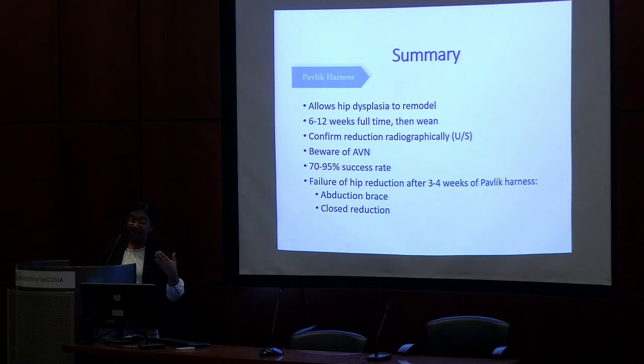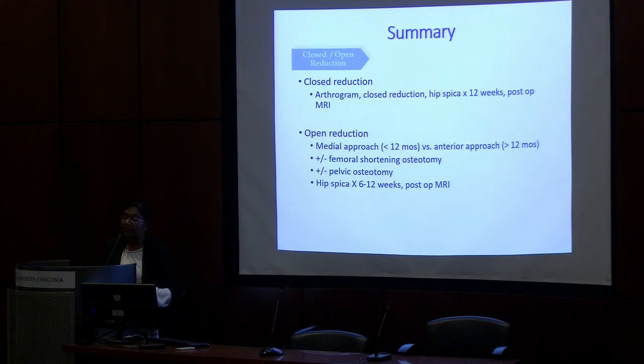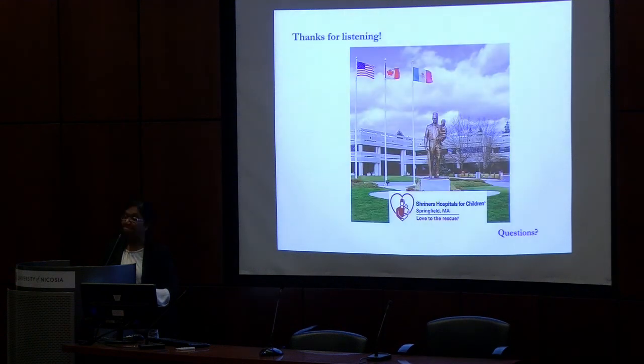And remember that if it fails, you can try an abduction brace for a week or two. But if it doesn't reduce, you do need to move on to a closed reduction. And the closed reduction includes the arthrogram, the reduction, and the hip spica. And then if they fail the closed reduction, they have to have an open reduction, with or without a femoral osteotomy, with or without a pelvic osteotomy if they're older. And that's it.